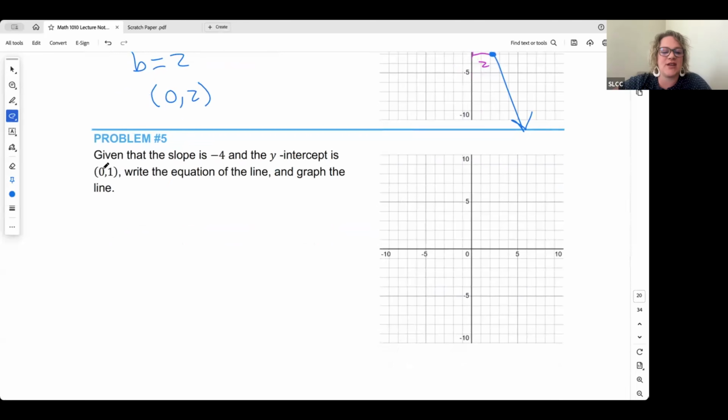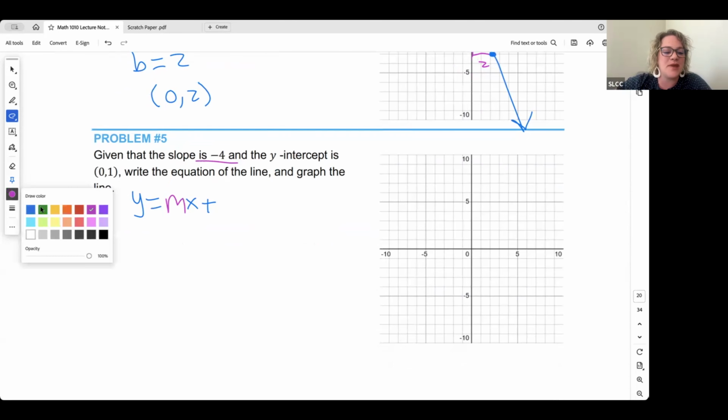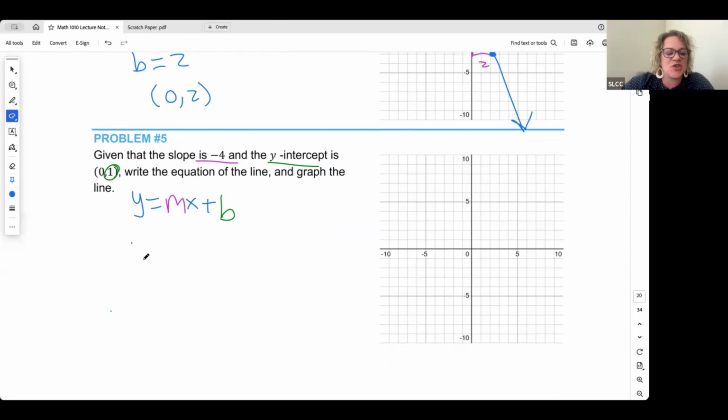Let's try number 5. Given the slope is -4 and the y-intercept is 0, 1, write the equation of the line. We know that y equals mx plus b, where m is the slope and b is the y-intercept. Can you write the equation of the line? Yes. So y equals -4x plus 1.